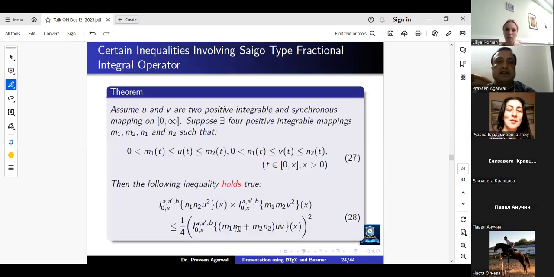Then this is our first theorem: certain inequalities involving the Saigo-type fractional integral operator. Assume U and V are two positive integrable and synchronous mappings on 0 to infinity. Suppose there exist positive integrable mappings M1, M2, N1, N2 such that M1(t) is greater than 0 and less than or equal to U(t), which is less than or equal to M2(t), and in the same way N1(t) is greater than 0 and less than or equal to V(t), which is less than or equal to N2(t). Then the following inequality holds true. This result holds, and the beautiful result given by equation 28 holds for the given equations.